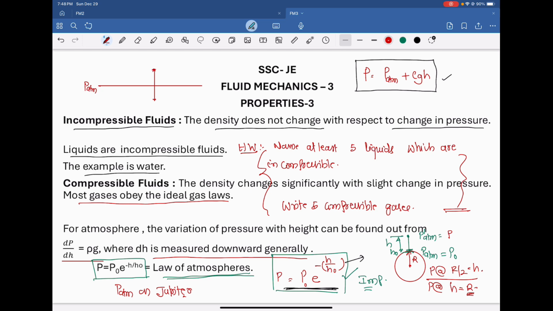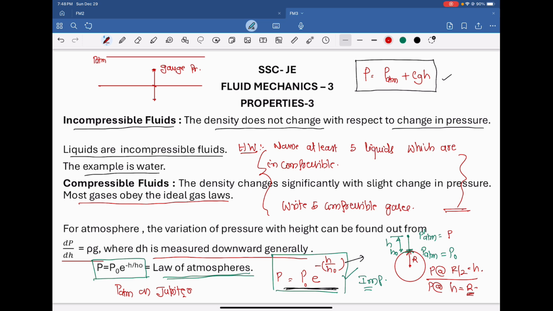Please, this pressure is very important in fluid mechanics. Hence, I took an extra class under properties 3. You can treat it as an extra class for explaining the pressure. Because almost 3 questions I have seen, they have come from the point of view of pressure. And in this, I want to explain another thing also, vacuum pressure. I have explained gauge pressure. I want to explain vacuum pressure also.